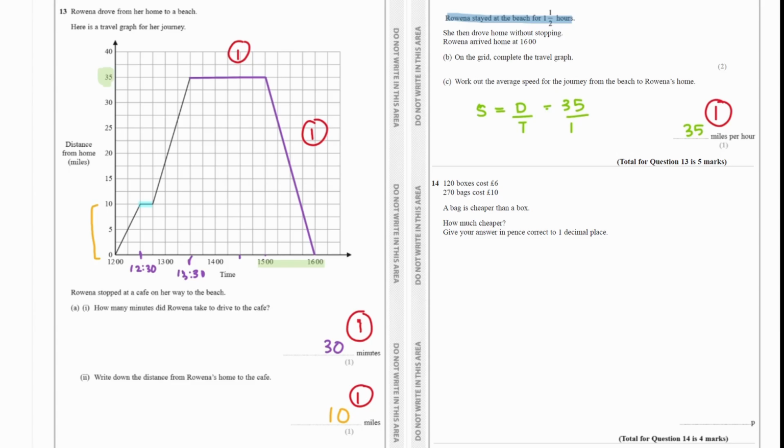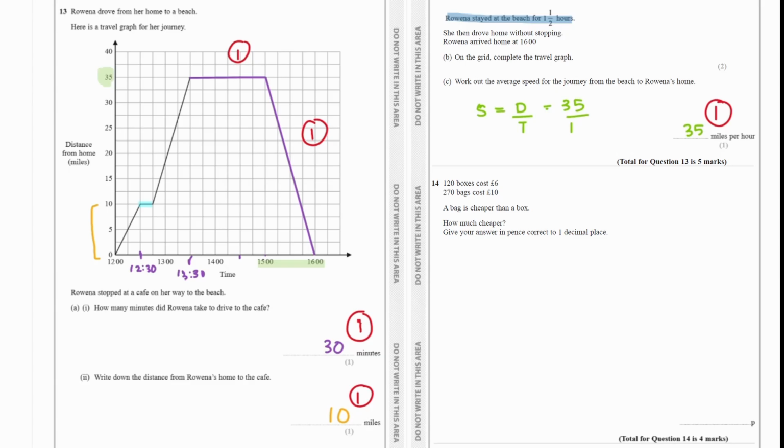270 bags cost £10. A bag is cheaper than a box. How much cheaper? Give your answer in pence, correct to 1 decimal place. So in order to do this, we would first have to find the unit prices of the bags and the box, meaning how much it would cost to buy 1 box and 1 bag.